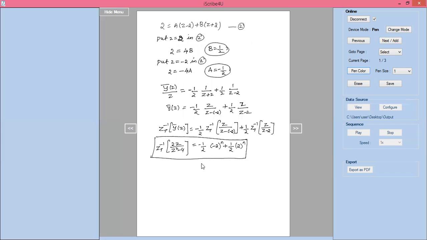Solve by using Z transforms. u n plus 2 minus 5 into u n plus 1 plus 6 into u n equal to 0, where u naught equal to 1, u1 equal to 0. How do you simplify this?